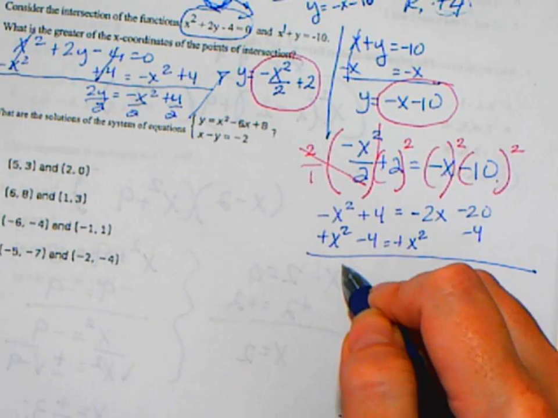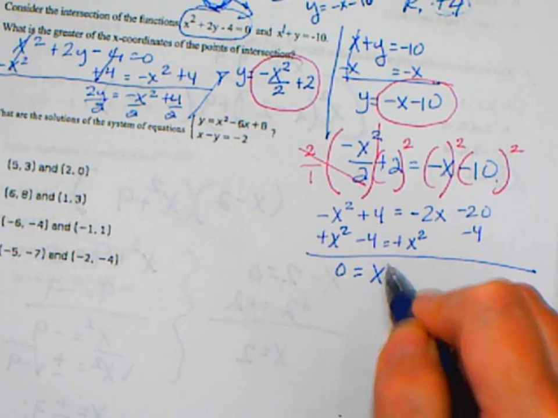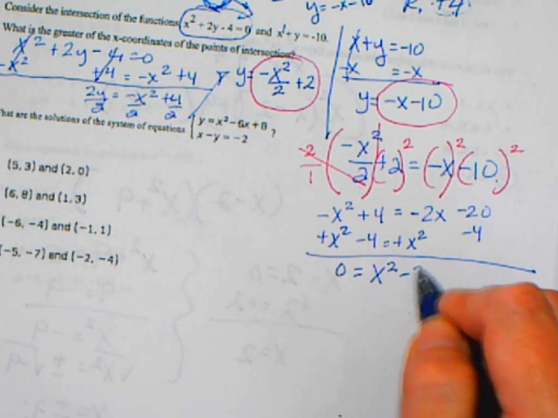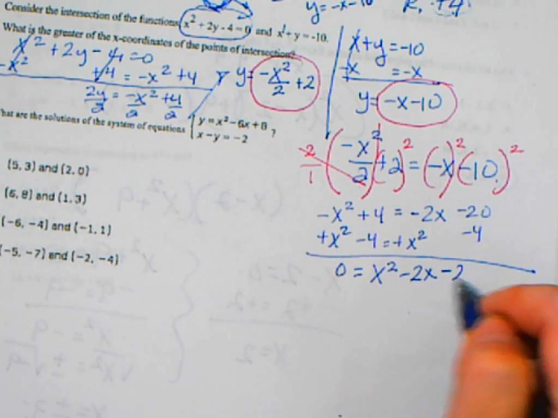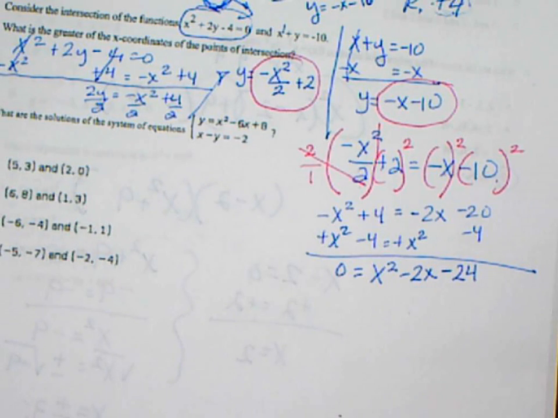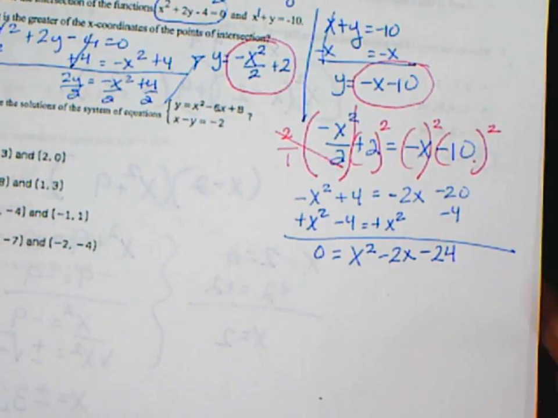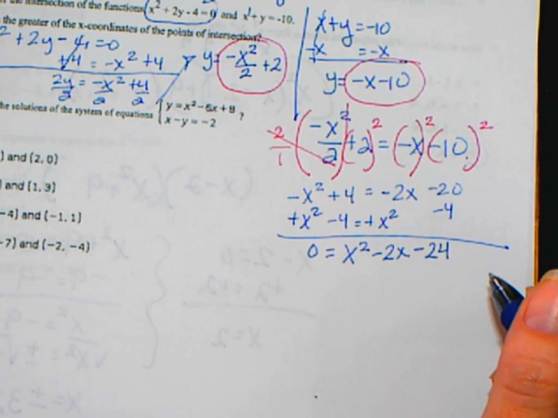So that leaves me with 0 equals x squared. There's nothing to combine it with, so just x squared. In standard form, my next term would be minus 2x. And then I can combine these constants to make negative 24. And then that's the answer. No, I got to solve for x. So I'm going to try to factor. Hopefully I can factor and not have to do the quadratic formula.